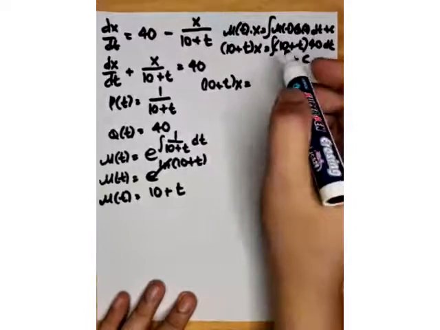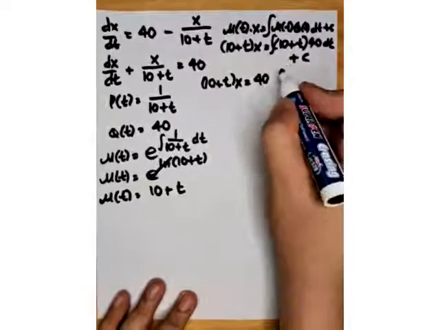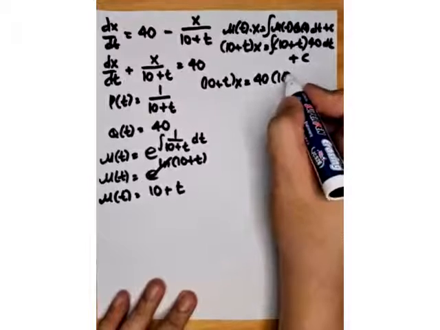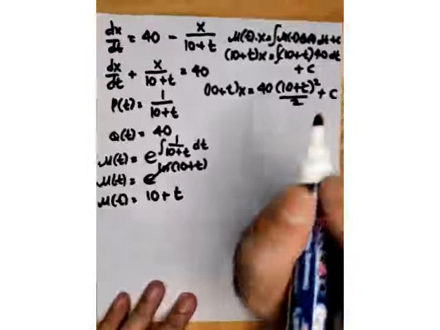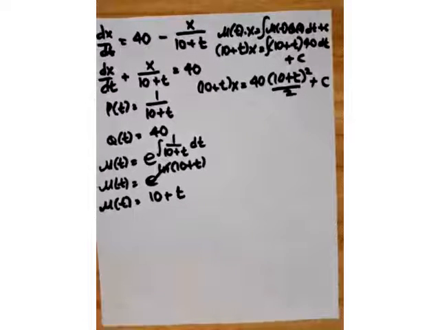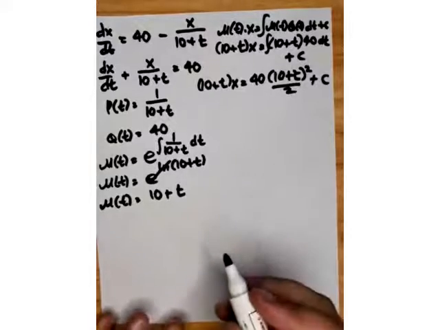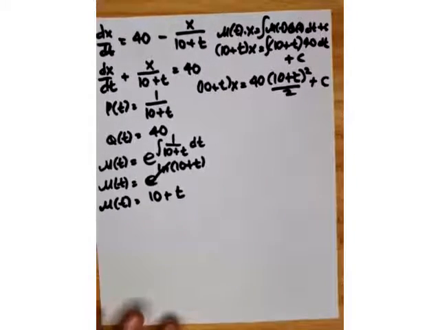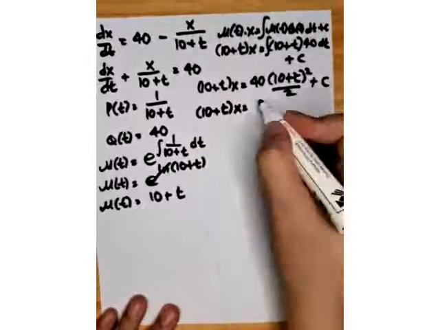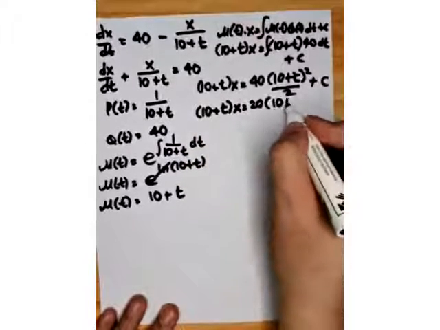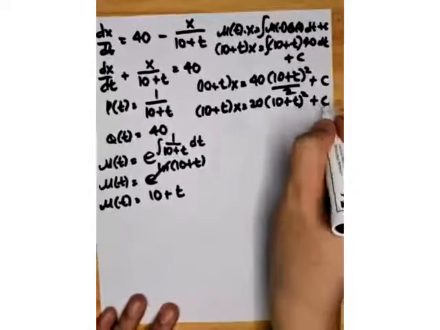Okay, so ipa-power formula ulit natin. So 40 times 10 plus t squared over 2 plus c. Power rule, chain rule. Ayan. Okay. So 10 plus t times x is equal to 20 times 10 plus t squared plus c.